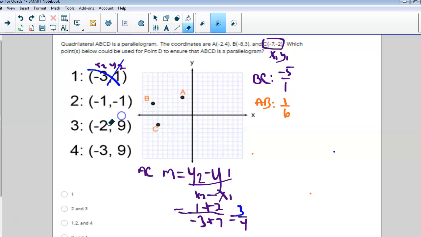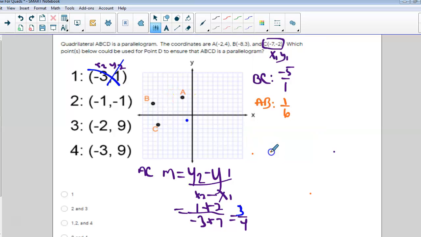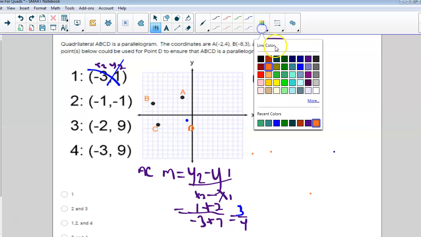So I have number 2, and that is point -1, -1. Now I could continue to plug them into the slope formula if I wanted to. But if I just come over here and try and count the slope, I should be able to prove that C to D is parallel to BA. Okay, so that needs to have a slope of 1/6. And A to D, if this is my potential D, is parallel to BC, so -5/1.